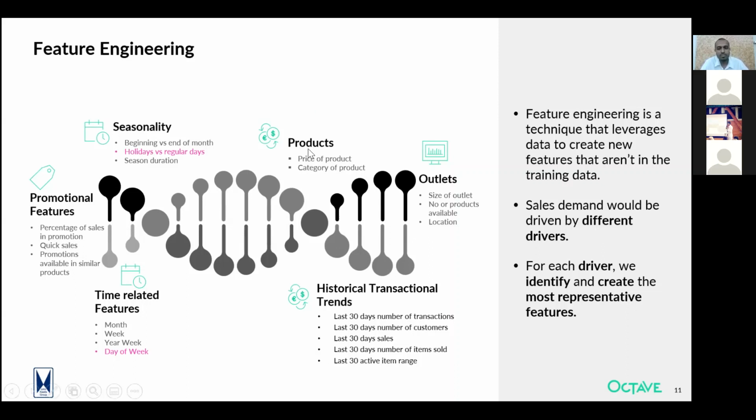Then we have another driver that is based on the product. An example would be the price of the product. If the price is a little bit on the lower side, we would expect customers to buy more products. That's another scenario, and also the category of the product. As you would have noticed, during these times certain categories have much higher sales compared to the other categories. So that's also another driving factor. For example, you would see items such as milk powder in higher demand.